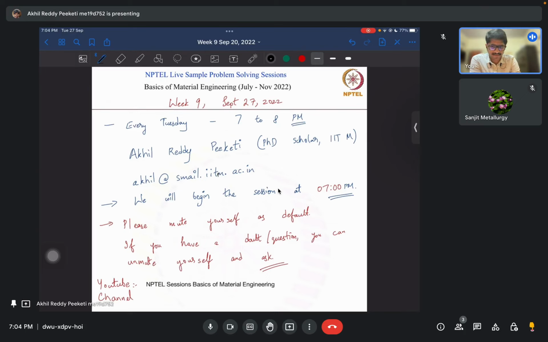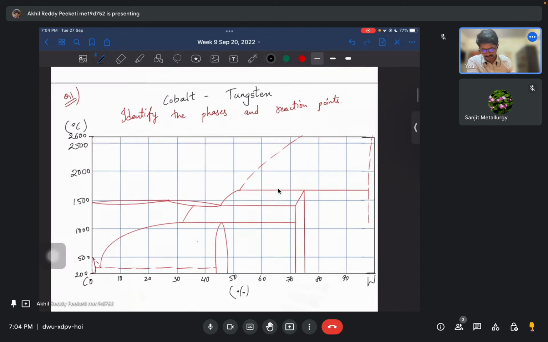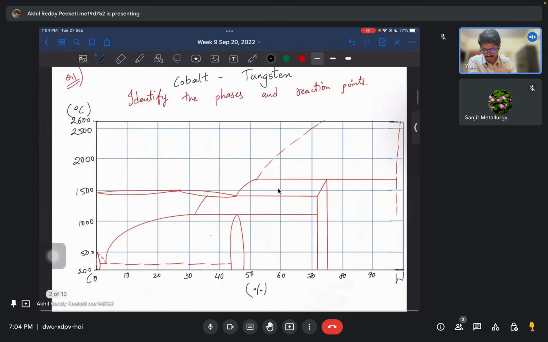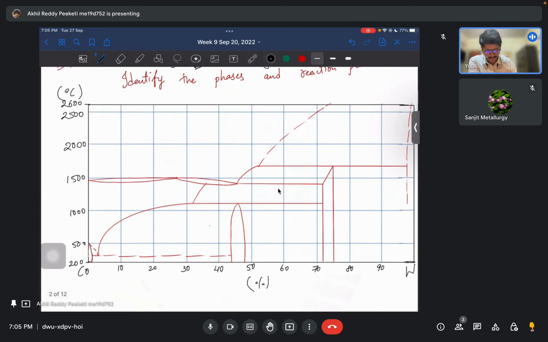We are having weekly sessions of the Basics of Material Engineering course where we solve the problems before the assignment, similar problems. Okay, so today's topic is on phase diagrams. So here we were actually given a phase diagram. Now our job is to find the different phases and the reaction points. So this corresponds to cobalt and tungsten. Okay. So let's begin finding out the different phases that are available.